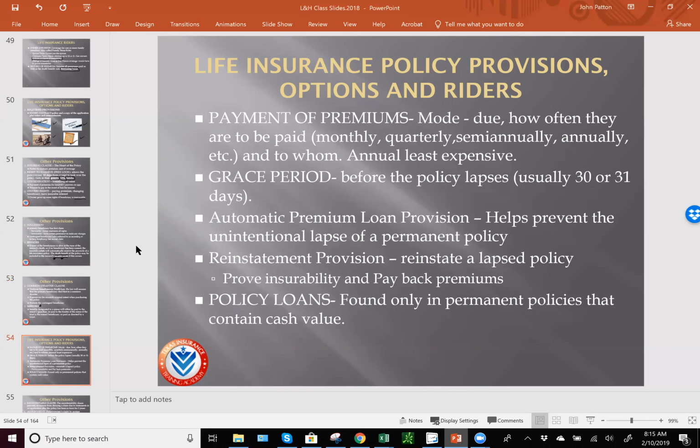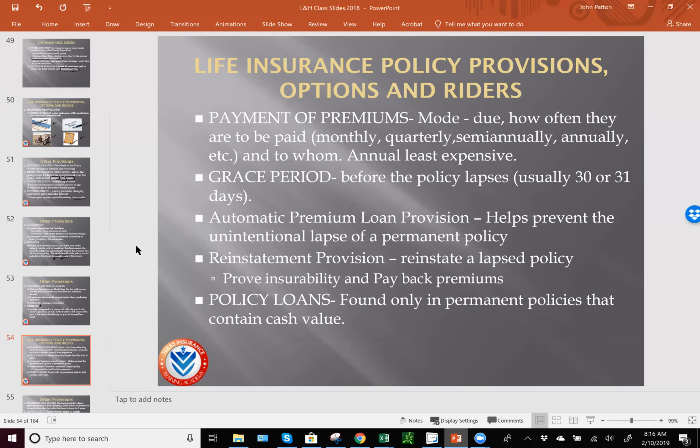Next, we have the mode of premium payment. The word mode means frequency. How often are premium payments made? Well, all premiums are based on it being paid as an annual premium once a year, but not everybody can afford that. So depending on the mode you choose, you're actually paying more money. So some people might choose semi-annual over annual, but they're actually paying more money for that than they do for an annual premium. Some people choose quarterly.